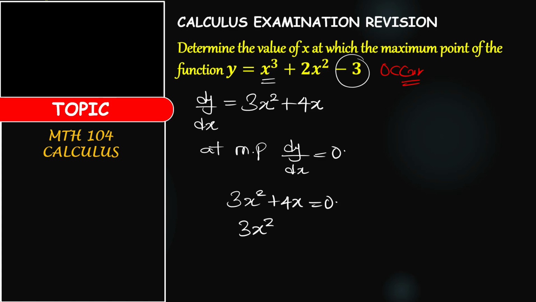So 3x^2. Now you have two values at which that will actually happen if you go with the laws of mathematics.